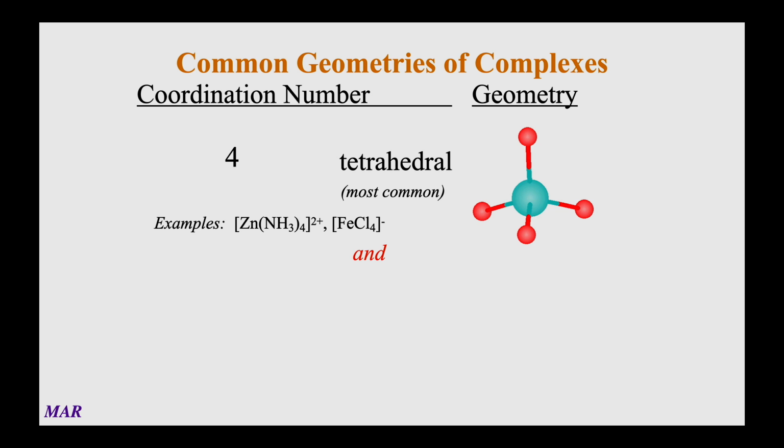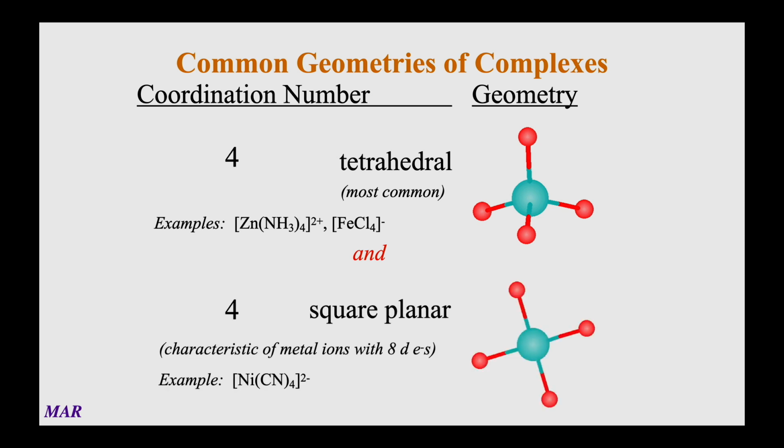ZnNH342+ was a complex ion we talked about in the Le Chatelier's principle lab. That actually has a tetrahedral geometry around it. The 4 ammonias try to get as far apart from each other as they can. So is the FeCl4- ion. However, you do sometimes have square planar geometries. Square planar geometries usually happen when the transition metal has lone pairs of electrons on it.